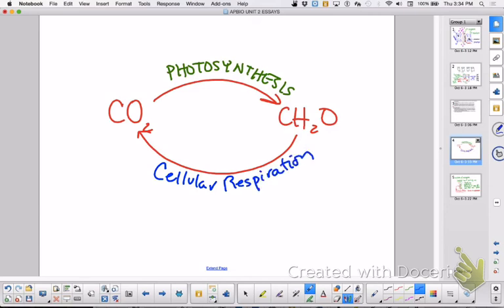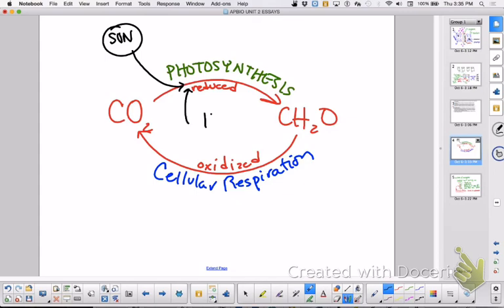Okay, now you also told me when you go this direction, you're reducing the carbon, and when you go this way, what are you doing? Oxidizing that carbon. Now when you reduce it, you're having it gain energy, right? So where is the energy coming from? The sun. So you're using the sun in order to do this process. Now, you're going to need to provide it with electrons. Where are those electrons coming from? H2O. You're providing it with those electrons, yes?